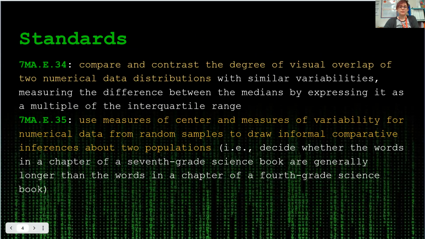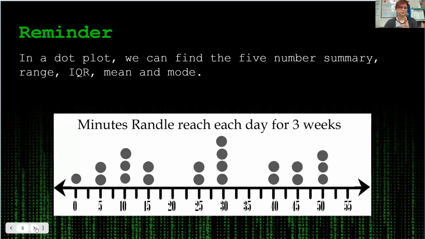So we're going to look at two standards, 7.SP.3, compare and contrast the degree of visual overlap of two numerical data distributions, and 7.SP.4, use measures of center and measures of variability for numerical data from random samples to draw informal comparative inferences about two populations. Lots of words for not too much.